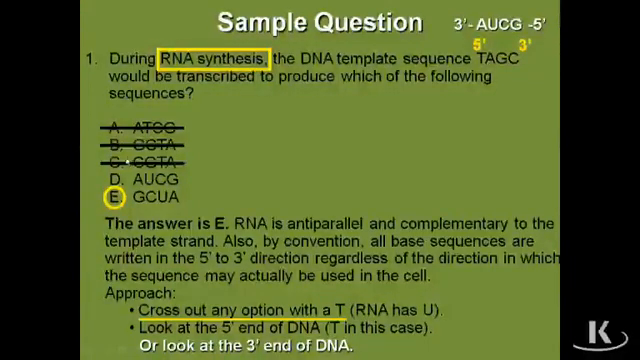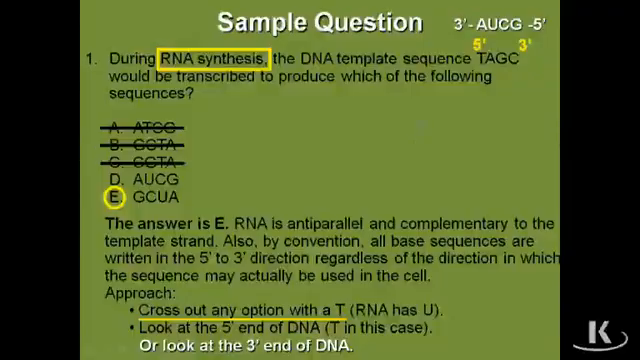So all of these answer choices, you're supposed to infer, are being given in the 5 to 3 prime direction. So this sequence up here, although from 3 to 5 prime reads AUCG, notice that from 5 to 3 prime it reads GCUA, making choice E the right answer choice.